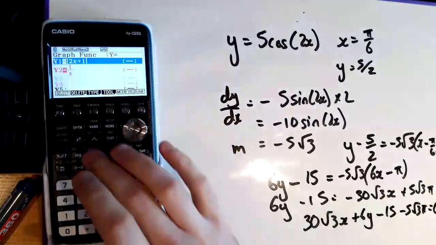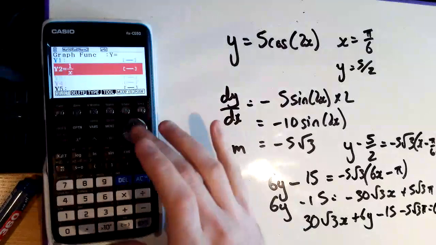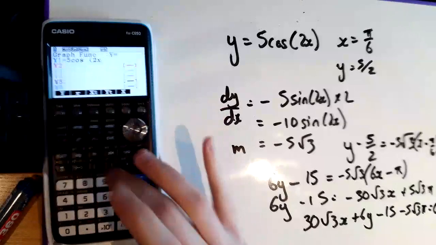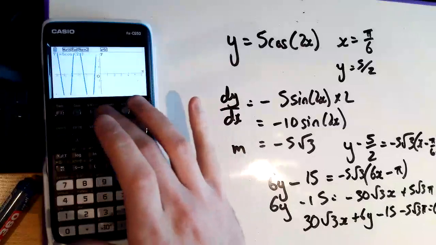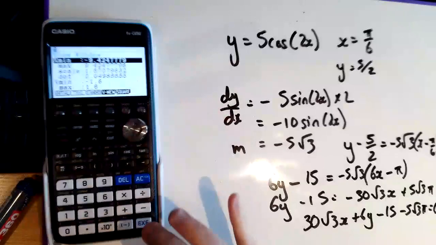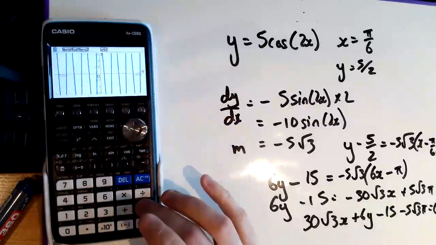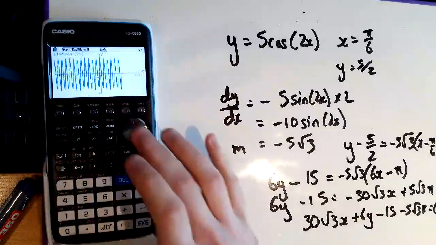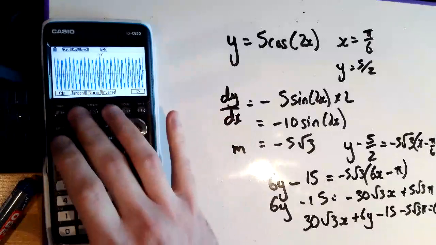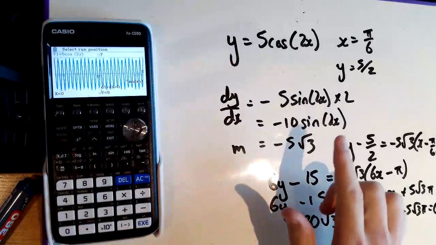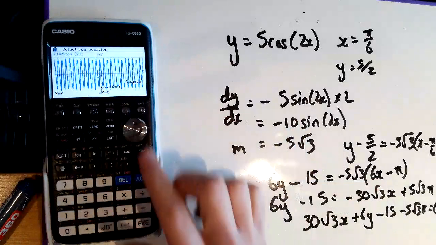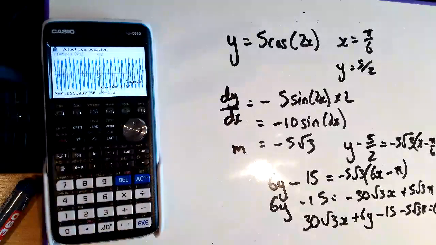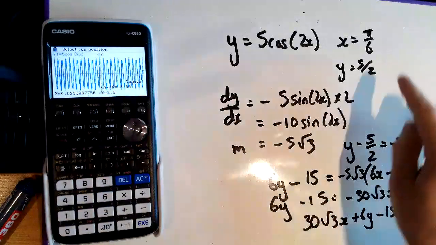Now, just to remind you, you can draw a sketch of that. So if I do 5 cos 2x, I only change the V window to trig. And if I zoom out a little bit, and then if I go on to sketch, tangent, and I want pi over 6. There we go, it gives me what y is, 2.5.